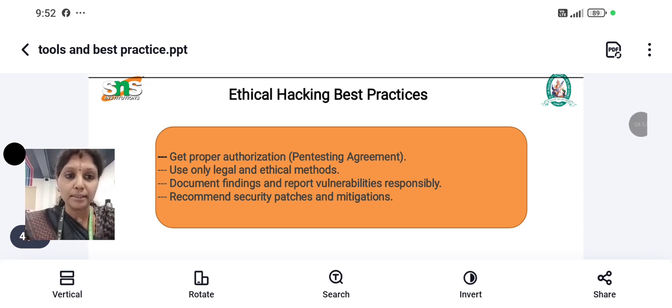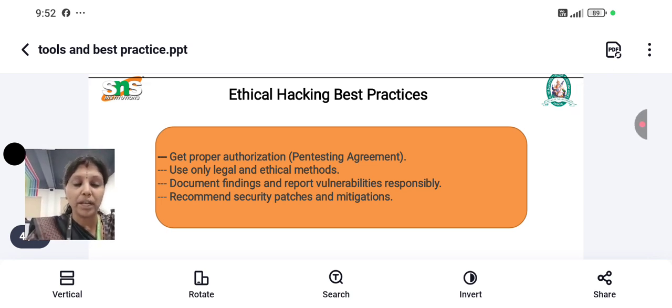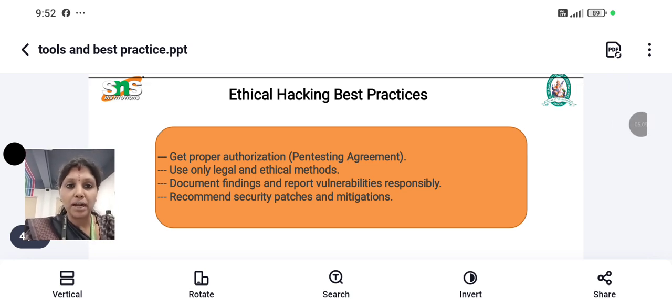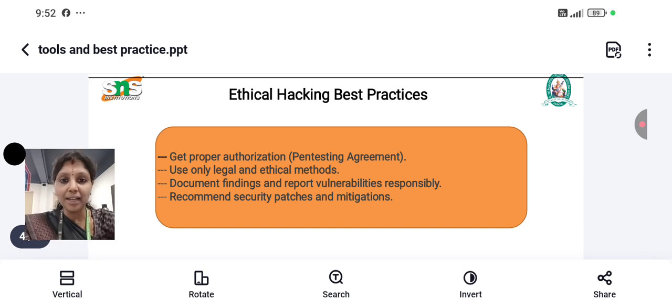Documenting findings and reporting vulnerabilities is very important, and then a proper report as well as backup data is very important in order to avoid hacking, and recommending security patches and mitigation. Antivirus software is very important. So these are the best practices in order to avoid the hacking process.